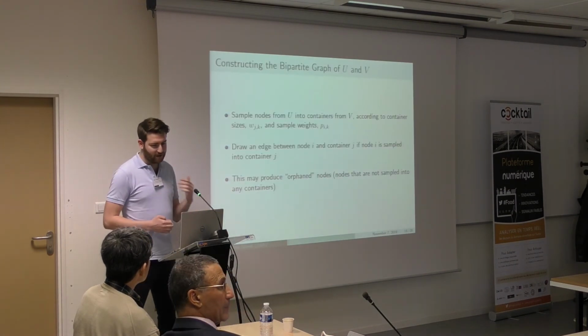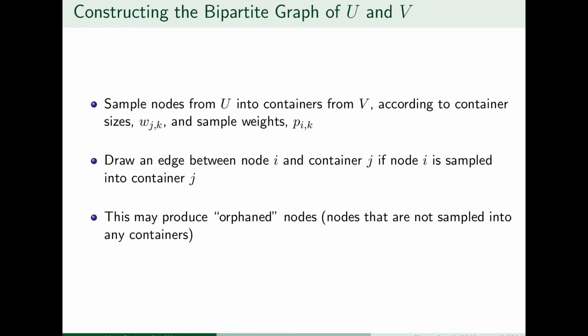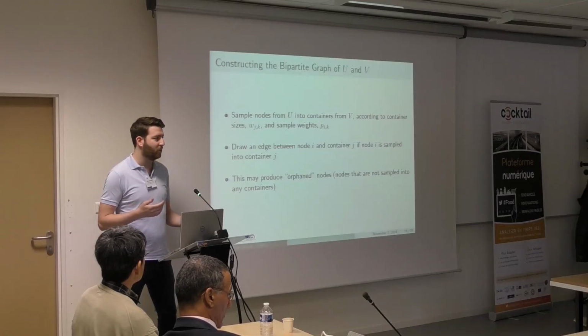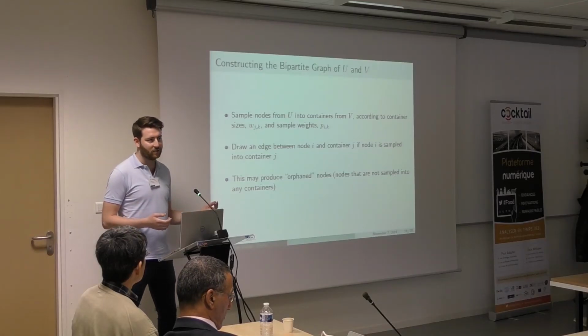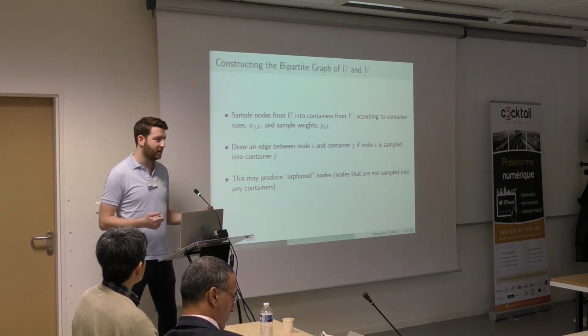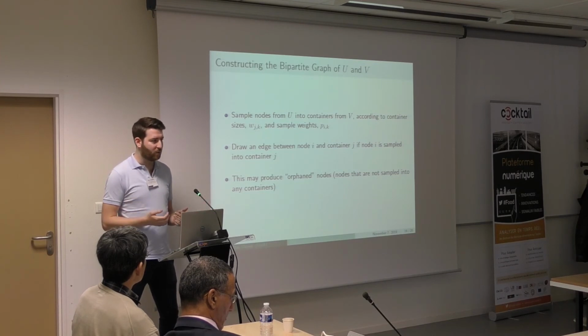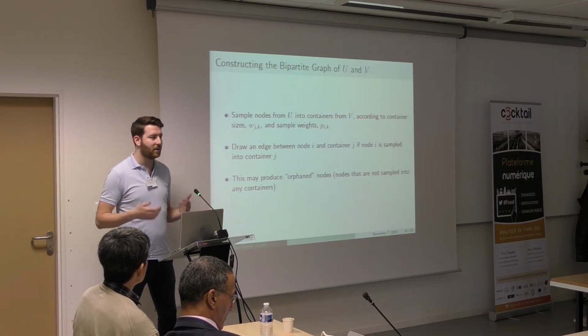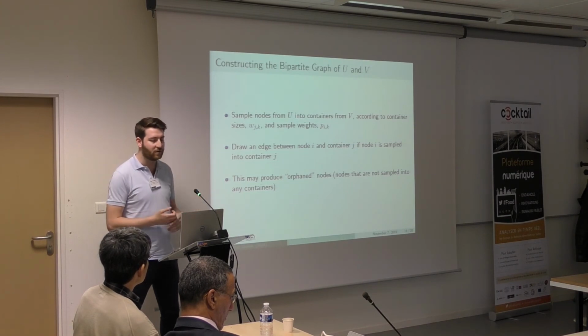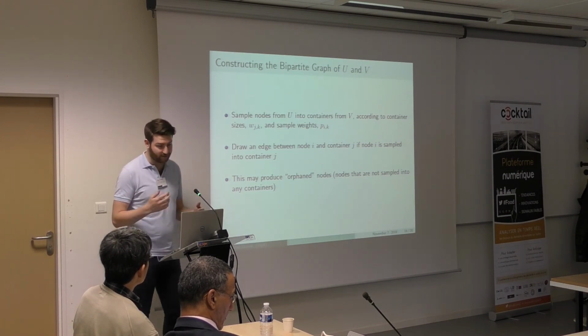And now we need to construct the bipartite graph of U and V. So we have to sample our hashtags or our nodes into our containers according to the container sizes. So we want to fill up each container. And we sample them without replacement, just with those sample weights that we have. So if you've got a red container, you're sampling using the red probabilities. If you've got a blue container, you're sampling using the blue probabilities. And for each container that you've got, you just sample from those hashtags until the container is full. And then in our bipartite graph, you draw an edge between the ith node and the jth container if the jth container contains the ith node, or if it's been sampled into the jth container.